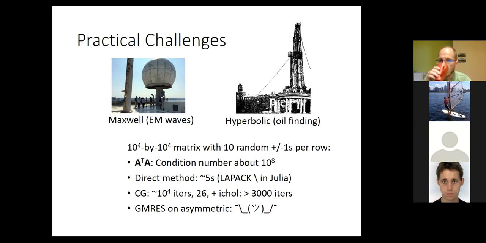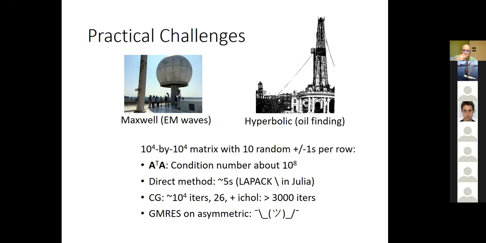If you run it with the direct method, things like LAPACK, the backslash, it's about 5 seconds. Conjugate gradient gets about 26 seconds. And if you put in incomplete Cholesky preconditioners, it's still about 3,000 iterations. There are also some methods that are tailored for solving sparse matrices. But these methods, we couldn't even get them to converge, actually. So we couldn't even observe convergence of these methods.